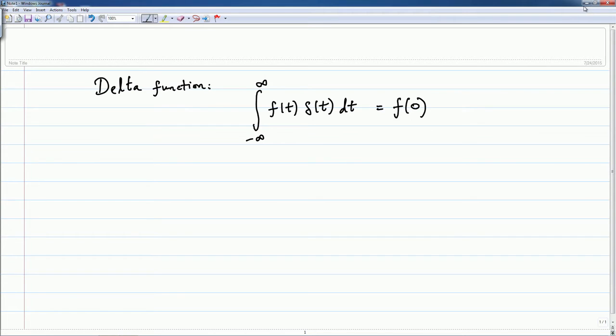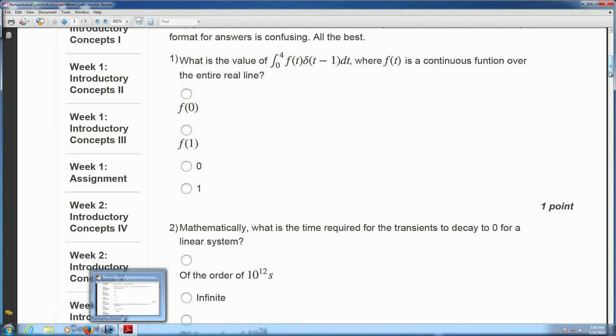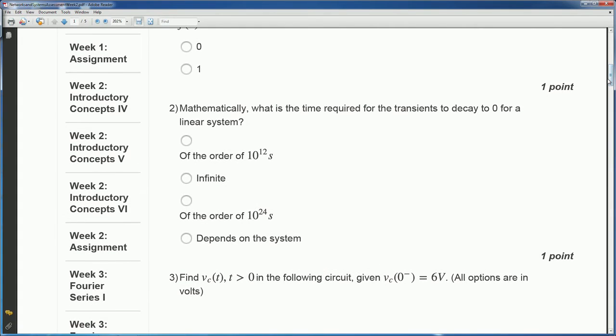Okay. So, if you move on to the other questions, the second question is once again an interesting and simple, intuitive question. It says, mathematically, what is the time required for the transients to decay to 0 for a linear system? Okay, so this is a mathematical question, not a practical question, and it is linked to the following question. You have this decaying exponential e power minus t. Mathematically, when does e power minus t become equal to 0? So, more or less that is the question that is being asked here. Think about it and ponder about it, and you might get an answer.